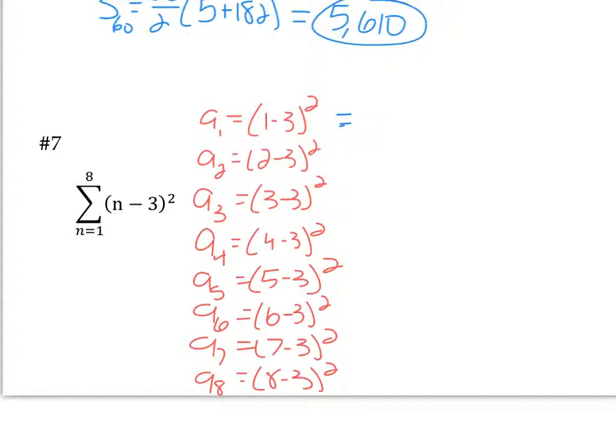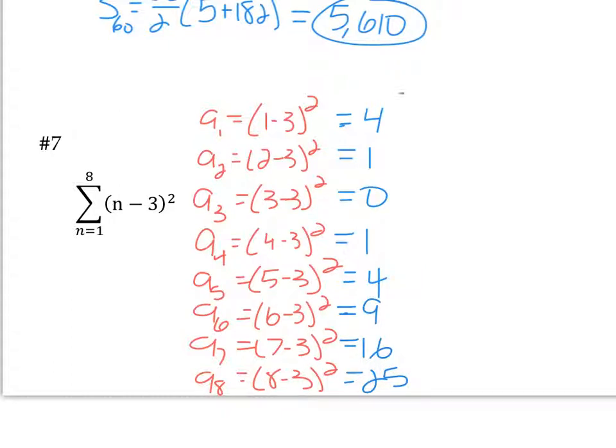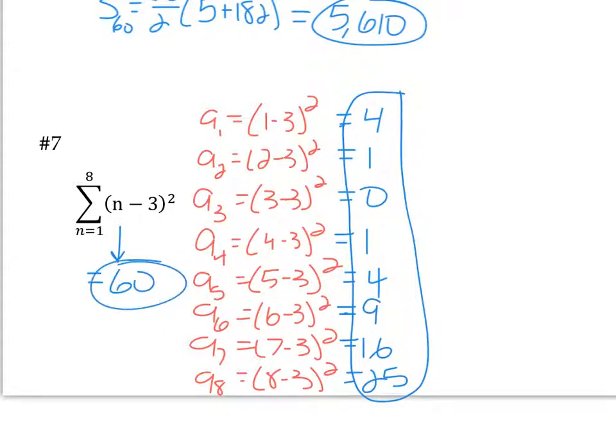1 minus 3 is negative 2. Negative 2 squared is a positive 4. And so on. 0 squared is 0. So you should get these values when you do the calculations. Again, 6 minus 3 is 3, and then we square it. That's how we're getting the 9. And then 16 and 25. Now if we add all of these together, that's our sum. This is equal to the sum of all of those numbers, which comes out to 60.